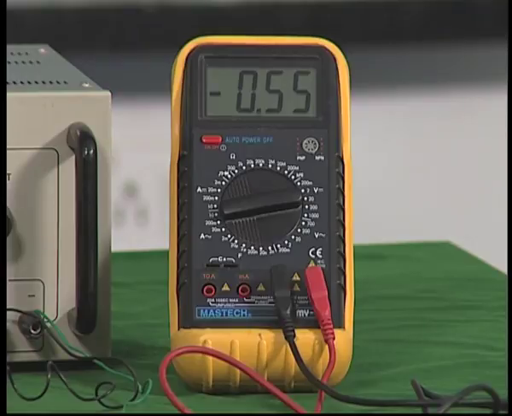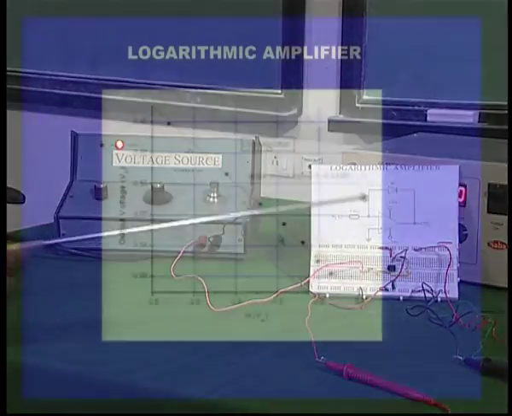So, over several orders, if you vary the input, the output varies only in a linear fashion. The input is varied in a logarithmic fashion, and the output is varying in a linear fashion. That is exactly what we wanted to achieve by using the logarithmic amplifier.